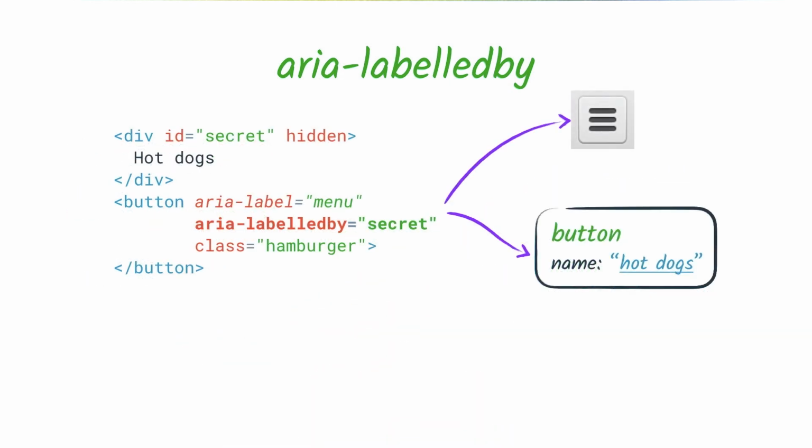aria-labelledby overrides all other name sources for an element. So for example, if something has both an aria-labelledby and an aria-label, or an aria-labelledby and a native HTML label, the aria-labelledby label will always take precedence.